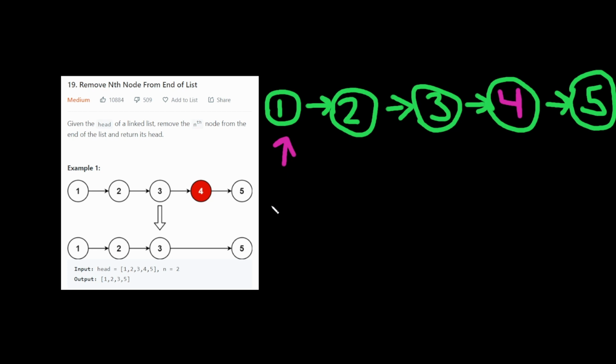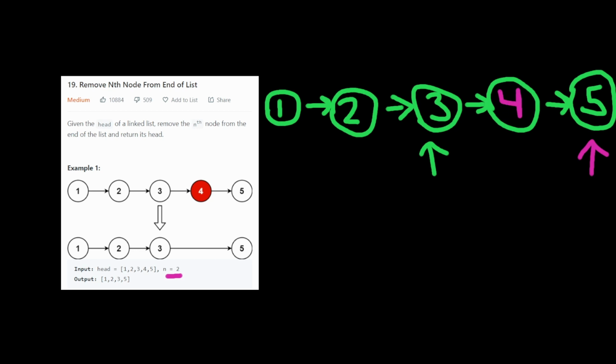Now let me explain what that means. Our fast pointer is going to iterate n times, so in this case 2. We iterate once, then we iterate again, and now our fast pointer is done. Now let's do our slow pointer. This is our slow pointer here. Now we iterate both until the fast pointer reaches the end of the list. So fast is here, slow is here, fast is here, slow is here. Now that fast is at the end of the linked list, we're done iterating. And look at that, our slow pointer is exactly where we need. It's right before the element we want to remove.